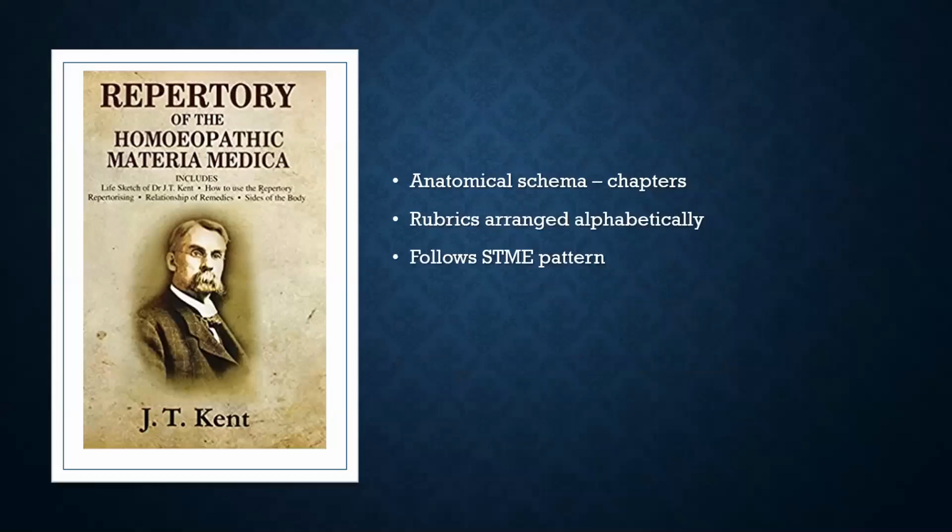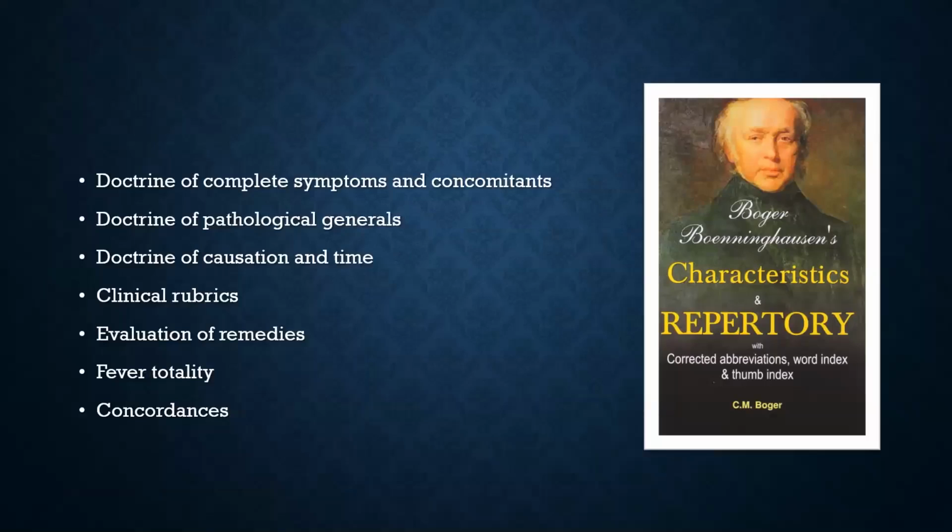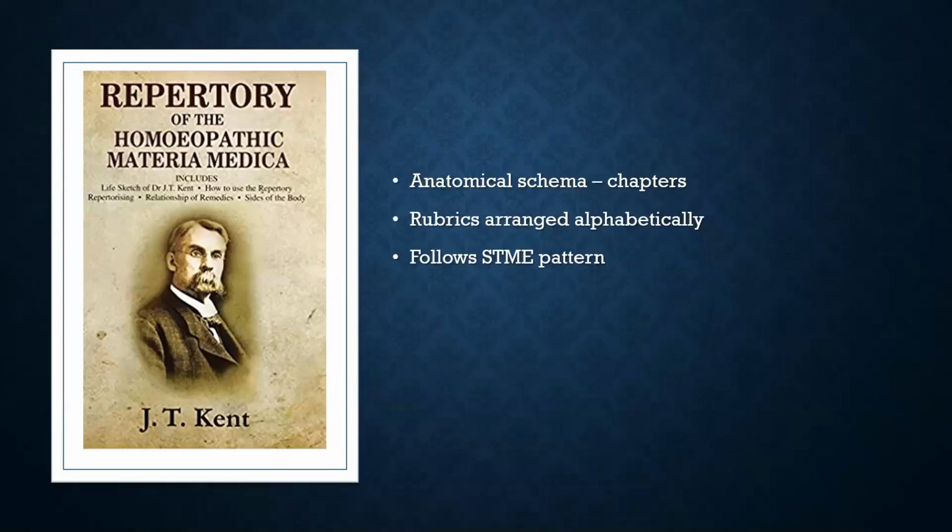Now, just a glance at the repertories. That is the Repertory of the homeopathic Materia Medica. It is written in an anatomical schema, that is, the whole chapters are arranged anatomically. Then we have rubrics which are arranged alphabetically, and most of the chapters follow the STME pattern: side, time, modality, and extension. Now, on the basis of Kent's Repertory, we have one more repertory, that is the Complete Repertory. It is a full-blown version of Kent's Repertory. So the arrangement, everything is the same.